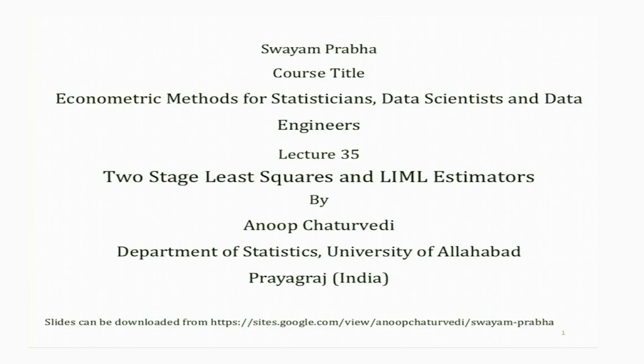Welcome to lecture 35 of the course on econometric methods for statisticians, data scientists and data engineers. The title of this lecture is Two-Stage Least Squares and Limited Information Maximum Likelihood Estimators. Before estimating the parameters of a particular structural equation, we check the identifiability of that equation. Of course, if the equation is unidentified, then we cannot estimate the parameters of the equation. And if the equation is identified, then we go for the estimation.